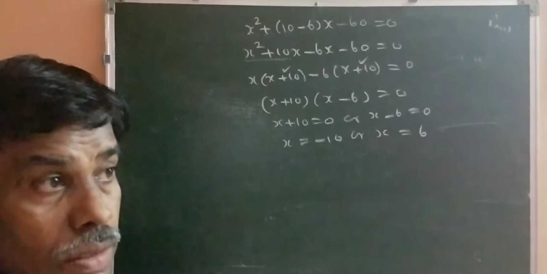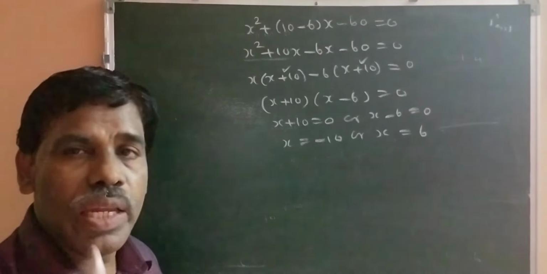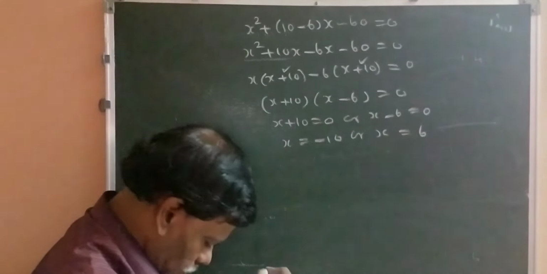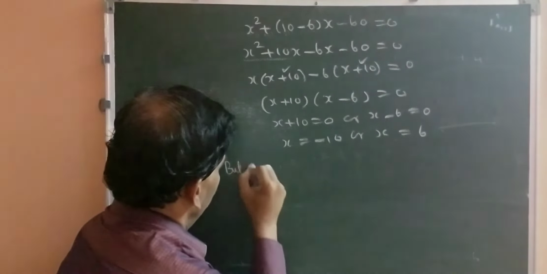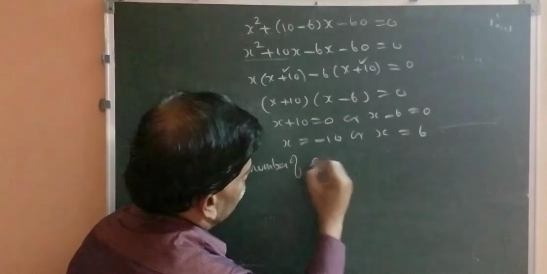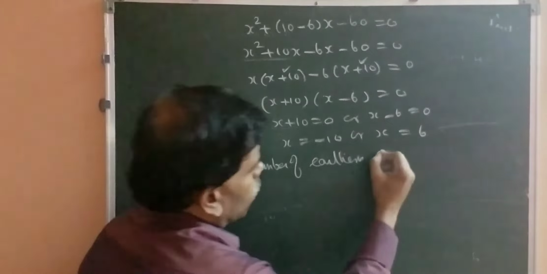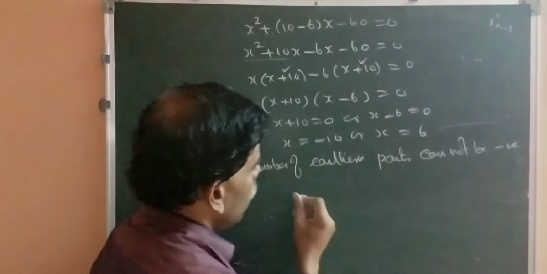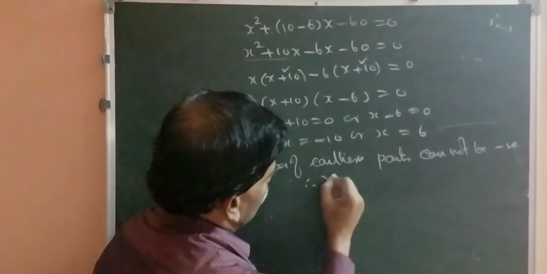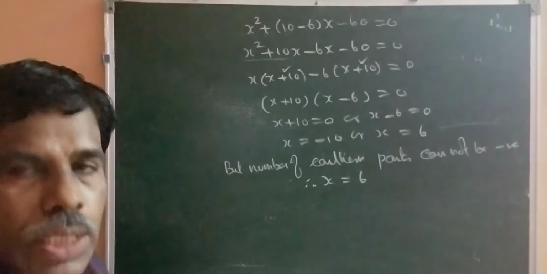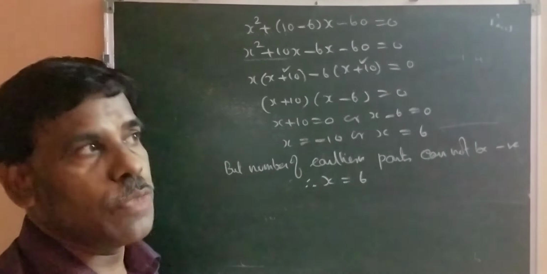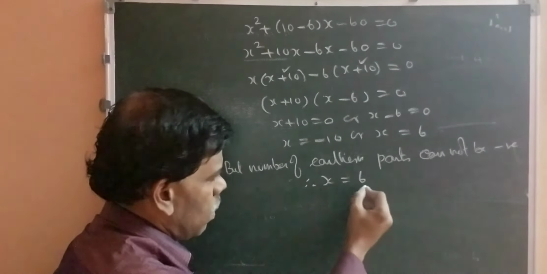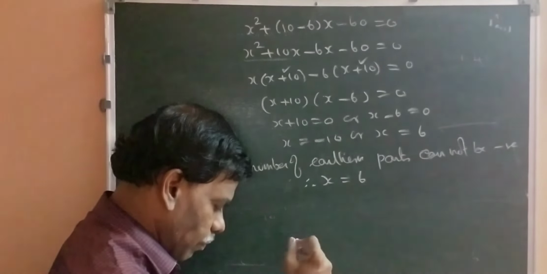But what is x? The number of pots he is making each day. So pots cannot be negative. The number of earthen pots cannot be negative. Therefore, x equal to 6. That means, what is x? The number of pots he is making each day. Therefore, he is making 6 earthen pots.